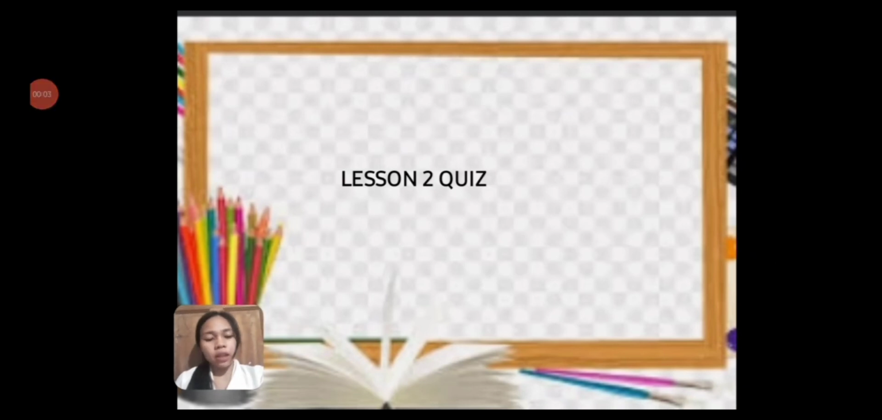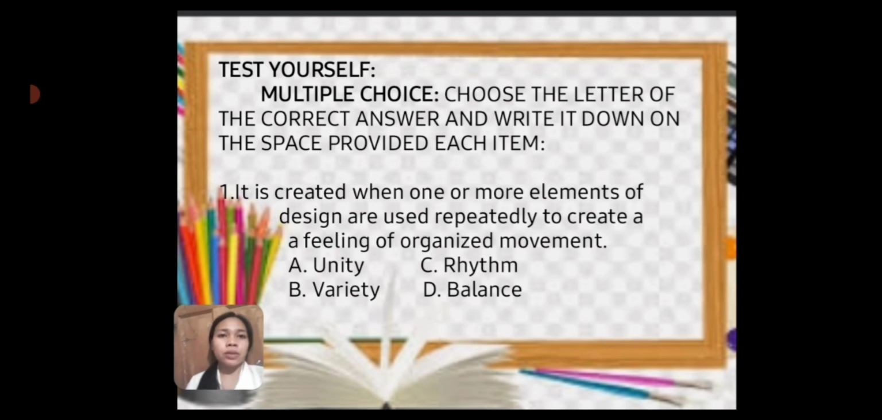So, since we're done in our discussion about the elements of art and principles of design, so let's test ourselves if we really learned something. So, this is just a recap. So, lesson 2 quiz. So, test yourself. Multiple choice. Choose the letter of the correct answer and write it down on the space provided each item.